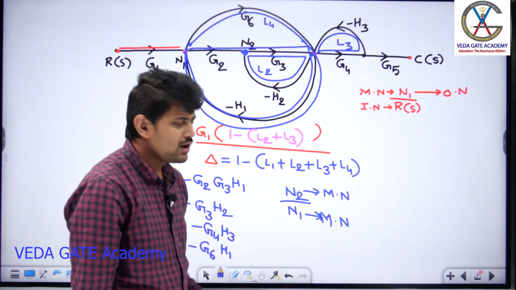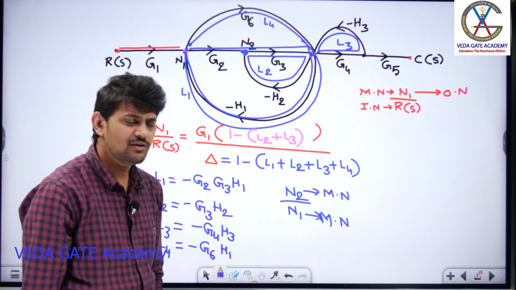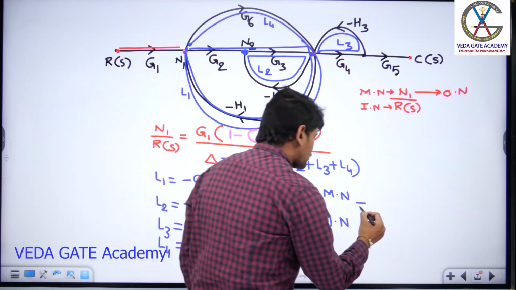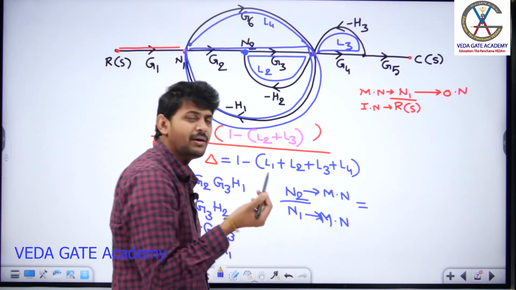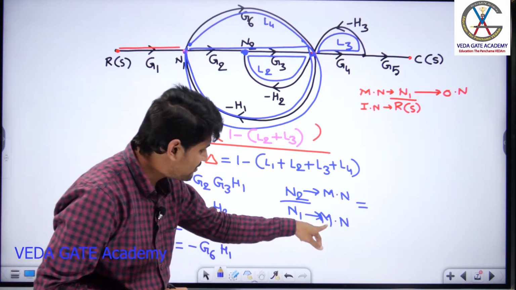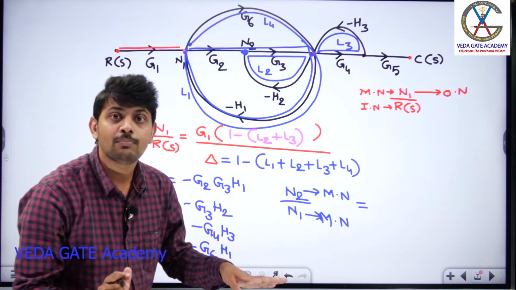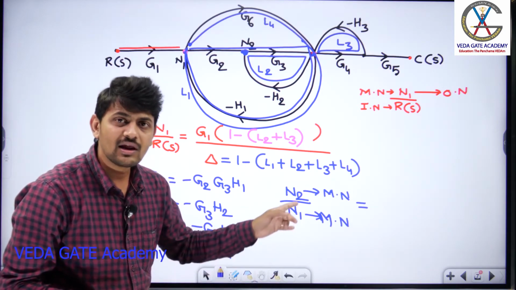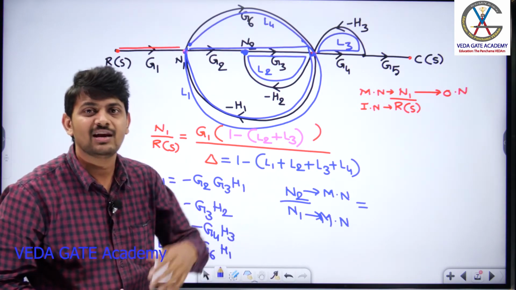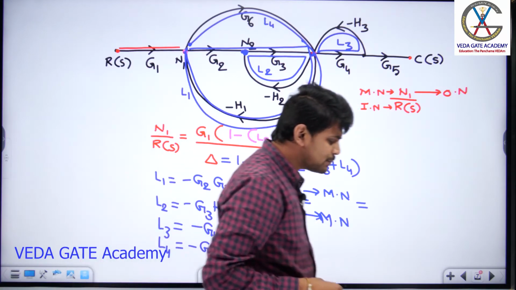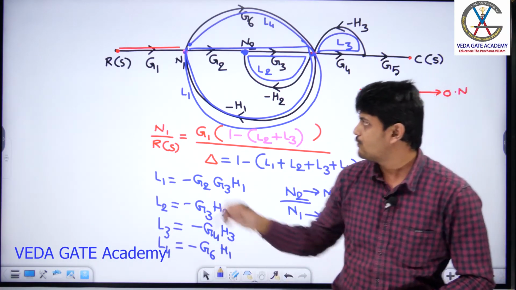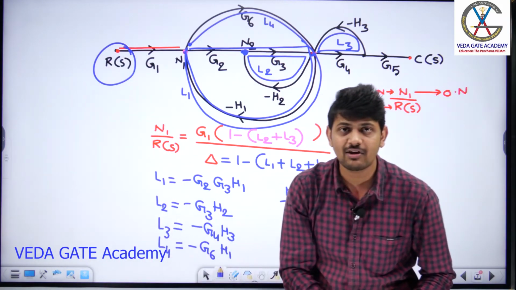Now, if you want to apply Mason's gain formula between two mixed nodes, I can anyway convert my mixed node as an output node, but I cannot convert the denominator mixed node as an input node. You have to rewrite this expression in terms of an available input node in the system. Is there any input node available in this given signal flow graph? Of course, there is R of S, which is available in the system.